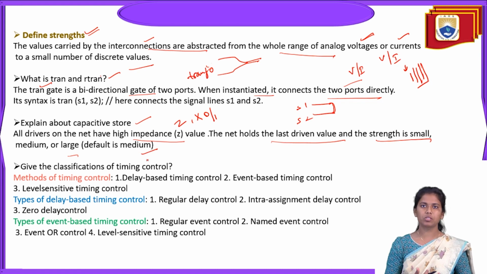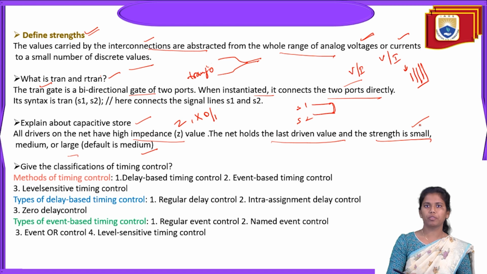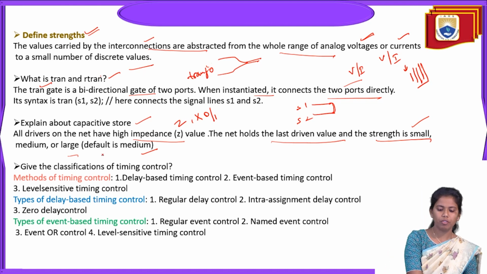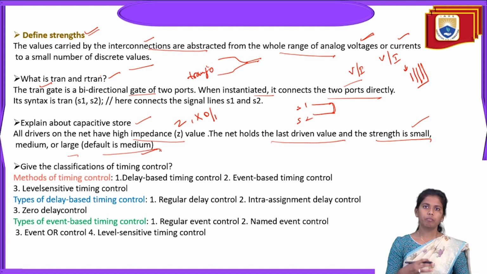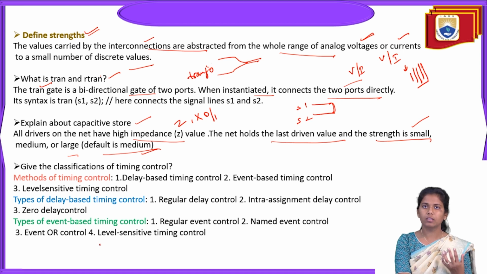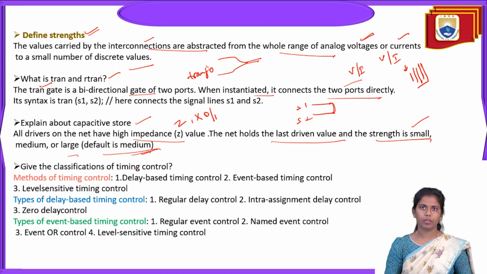So by default, the strength of a particular signal is considered to be at the medium level. We may see some signals in terms of small or very large. But by default, we will consider the signal which is carrying some strength or driven values to be on the medium scale, right? So for the capacitive store, the net which is driven by different values could be in terms of medium.